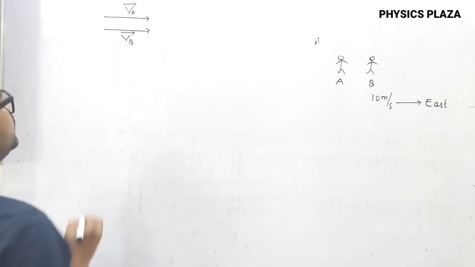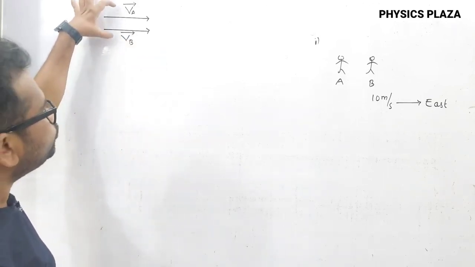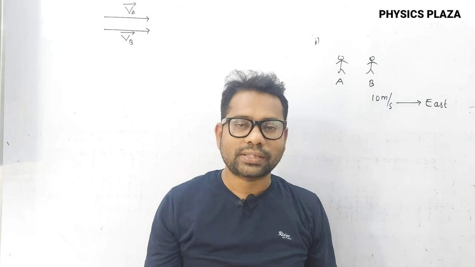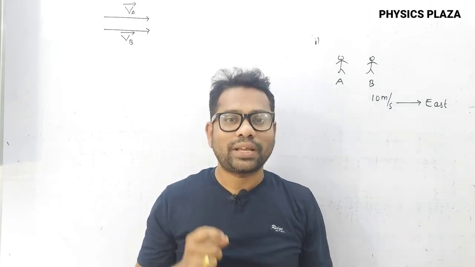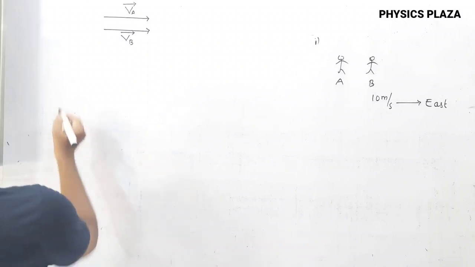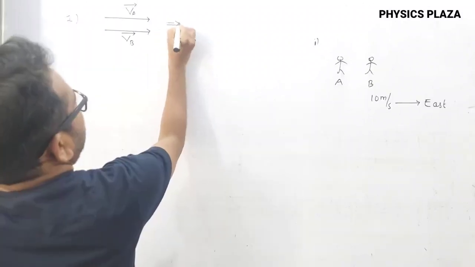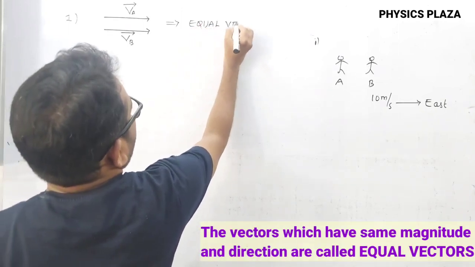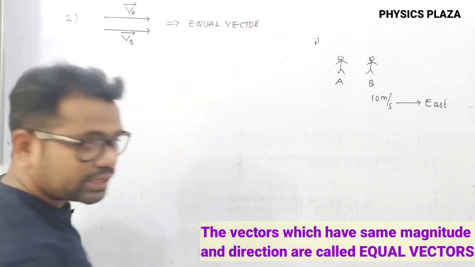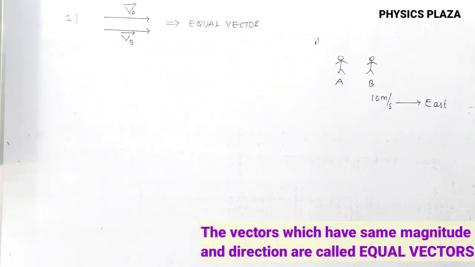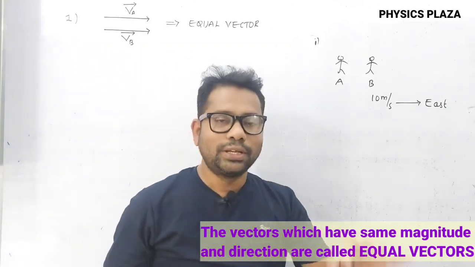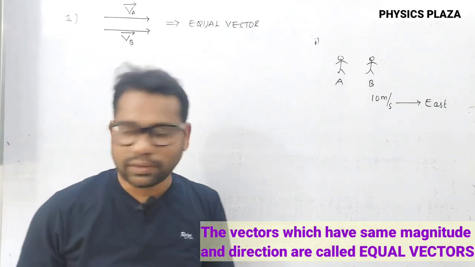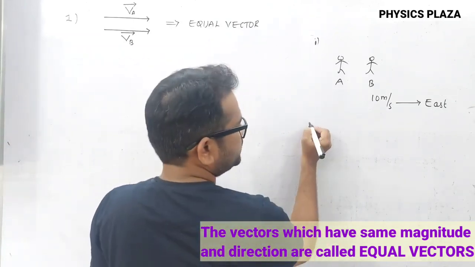Now if you can see, children, these two vectors have the same magnitude and the same direction. If any two vectors have the same magnitude and the same direction, then those vectors are called equal vectors. Very simple, equal vectors. So what are equal vectors, children? The vectors which have the same magnitude and the same direction. Children, I repeat once again, the vectors which have the same magnitude and the same direction are called equal vectors. Is it clear?